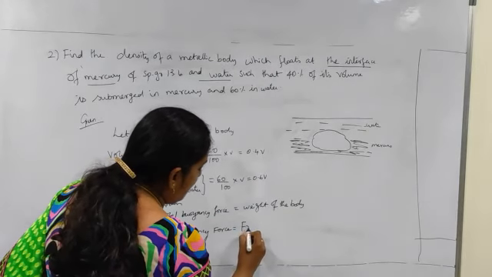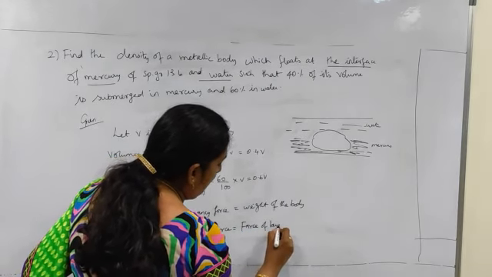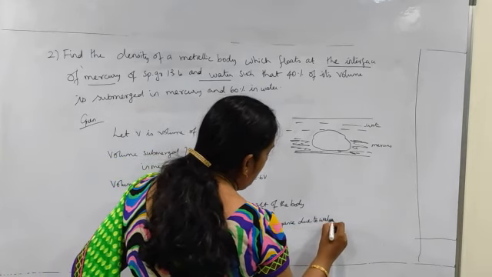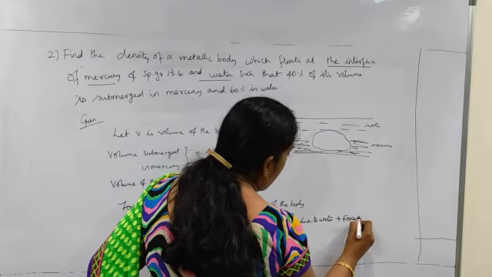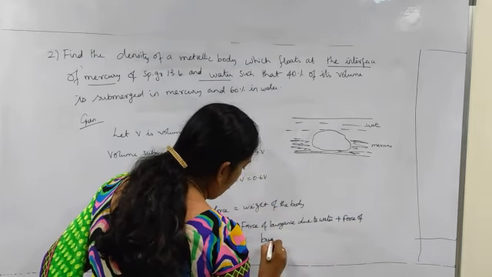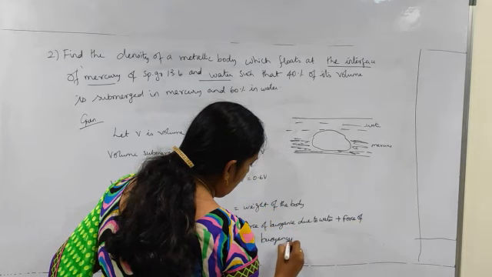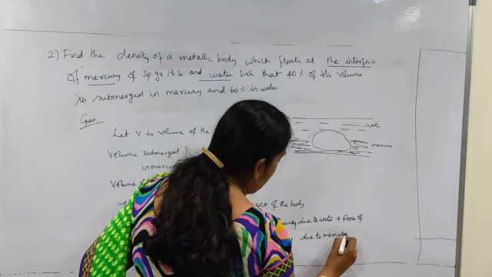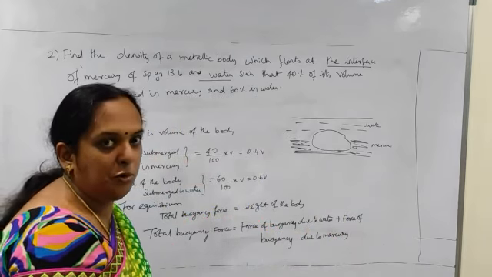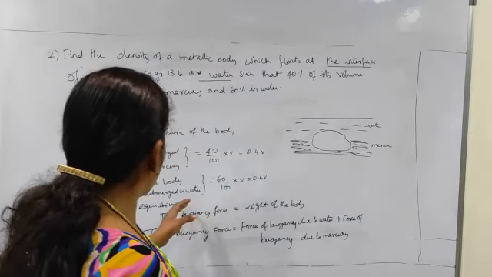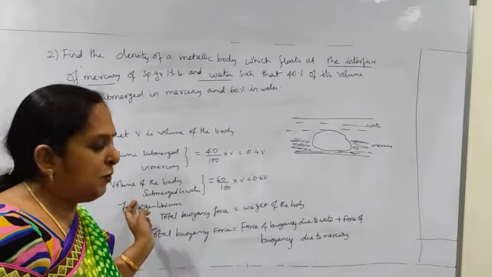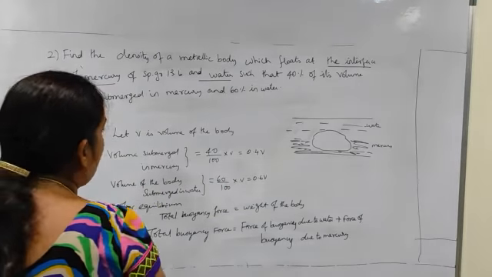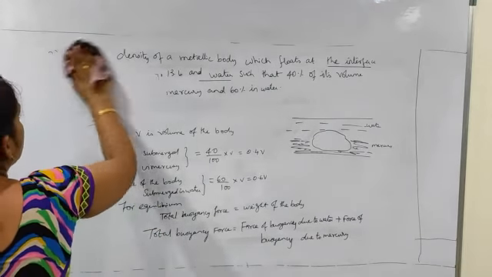So here it is the force of buoyancy due to water plus force of buoyancy due to mercury. So we have two forces here, one due to water and the other due to mercury. We don't know the exact force, but we know the volume, so from that we will be able to find the force in terms of V. Okay, so force of buoyancy due to water, first we will find that.